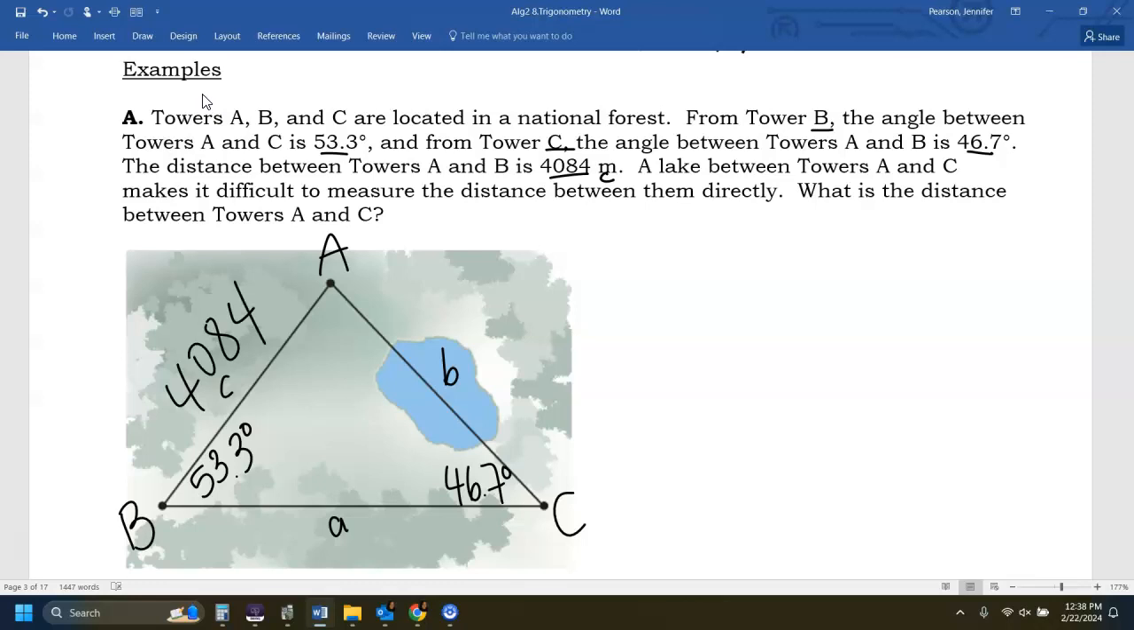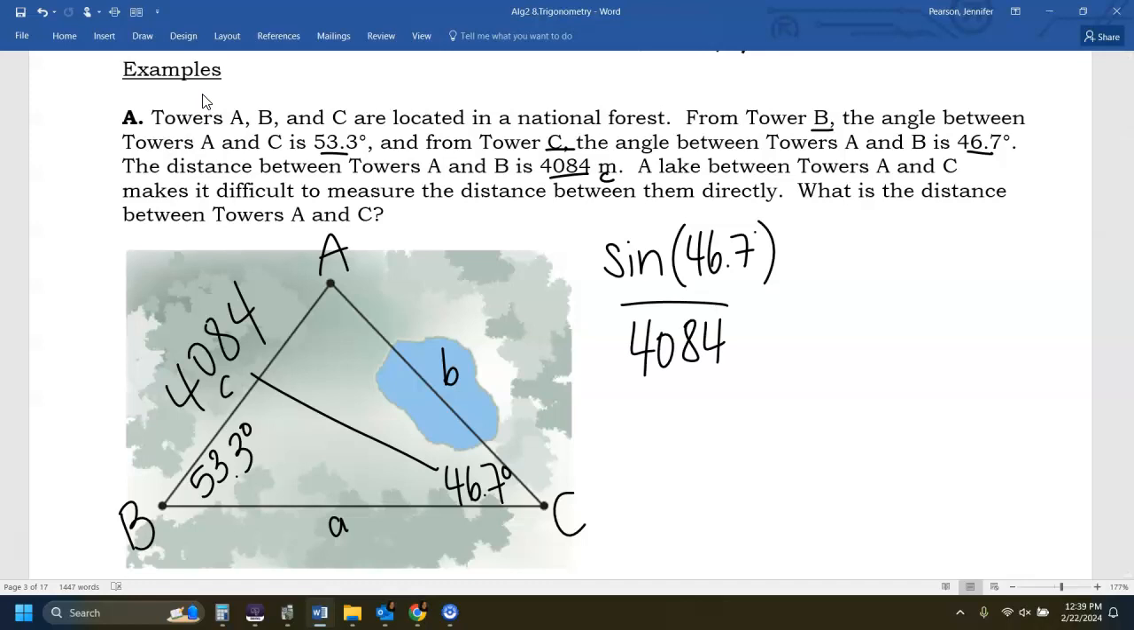Now, remember what I said, we need two of something. So in this case, we do have two C's. We know big C and we know little c. And that's where we're going to start. We're going to start with the sine of the angle of which we know two values, right? We know two C's. So we're going to start with the sine of angle C, and we will put that over the length of side c.